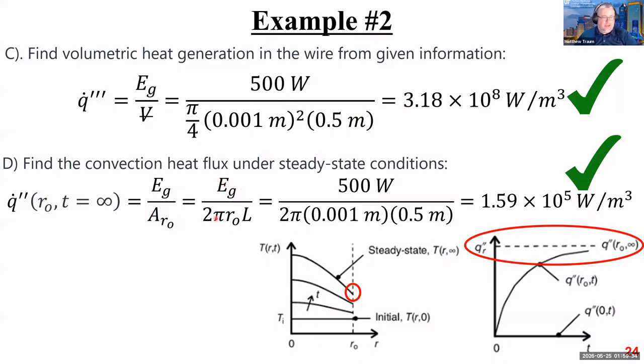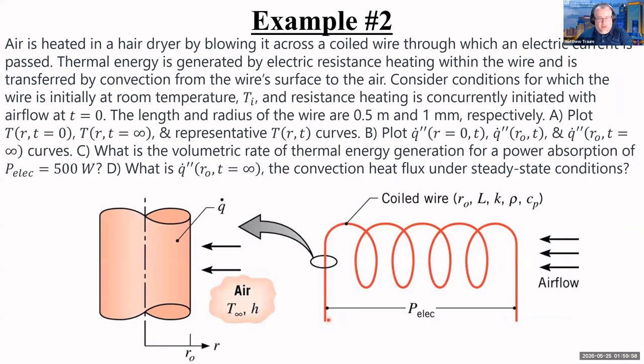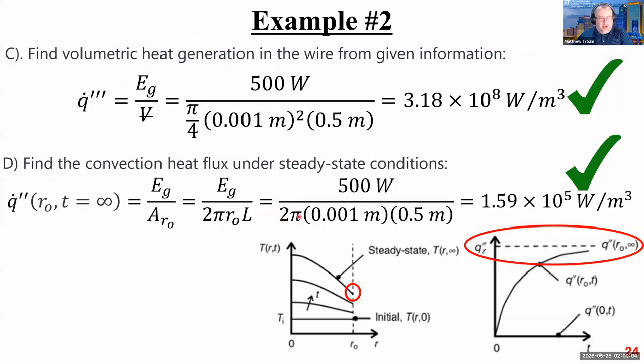So here's my 500 watts. It gets divided by 2 pi R naught, right? So 2 pi R is the circumference of the circle that makes up, if we go back, this thing is a circle, and that's just the circumference of the circle. Then I'm just multiplying it by L, which is the total length of the wire. The whole length of the wire is L. So that's where I get this from, 2 pi r naught times L. Here I am putting in the values, and I get 1.59 times 10 to the fifth watts per cubic meter. And that agrees with what is in the textbook, so I get a green check for that one.